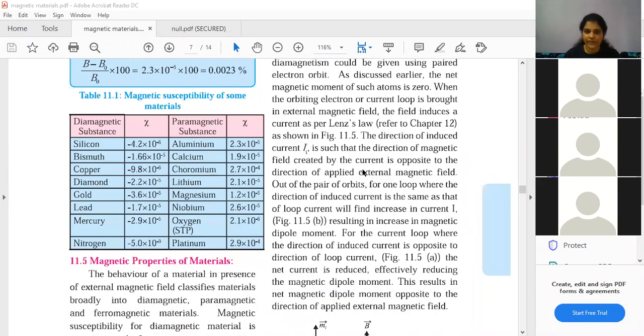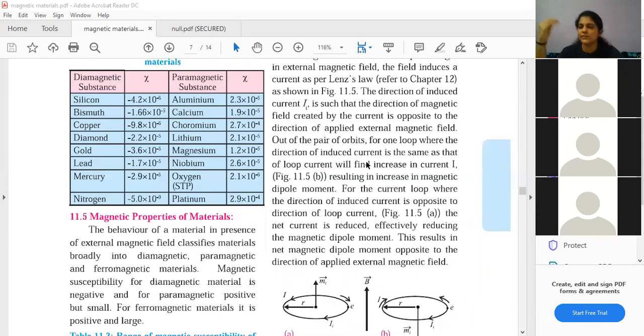Okay, so let's get back over here. All right, now students, here the explanation is a little different. They have explained it in terms of electrons and everything. Let us try to figure out what they have written. This point we already discussed: the direction of the induced current is such that the direction of the magnetic field created by the current is opposite to the direction of the external magnetic field.